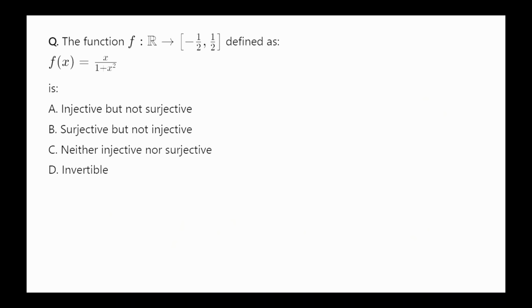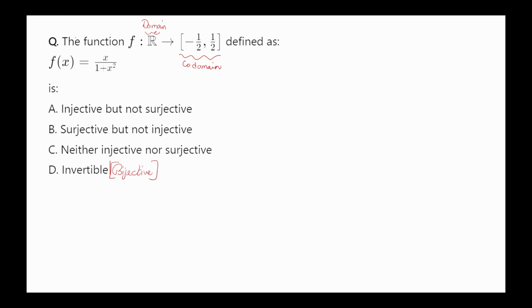So now let us look at this first question. The function f from R, so here we have our domain. This is my domain and this is my codomain. We've been given a function, so we have to check whether it is injective, surjective or bijective. Here they've mentioned invertible. Basically what they mean to tell us is whether it is bijective or not. And when does our function become bijective? When it is both 1-1 as well as onto.